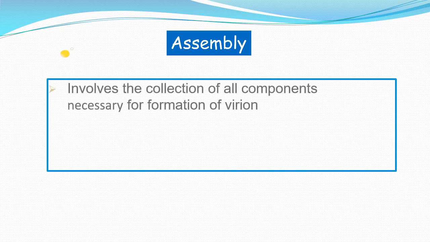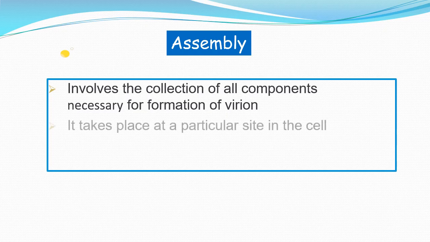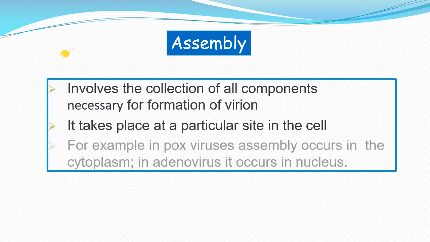Fifth stage in the replication of virus is assembly. It involves the collection of all components necessary for formation of a virion. It takes place at a particular site in the cell. For example, in pox viruses, assembly occurs in the cytoplasm. In adenovirus, it occurs in the nucleus.